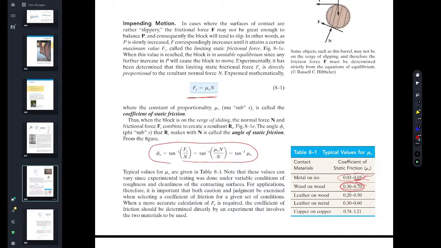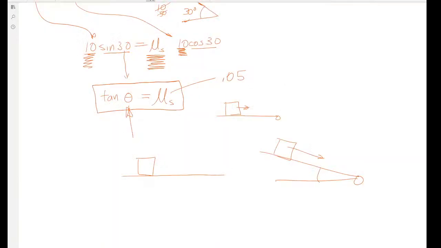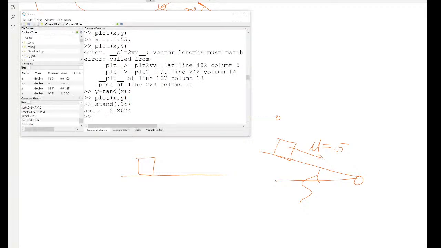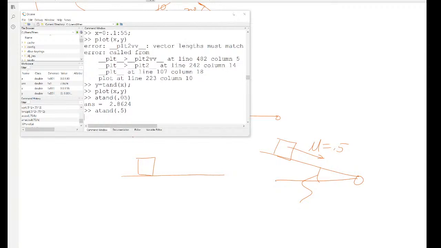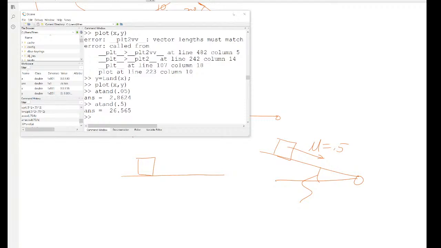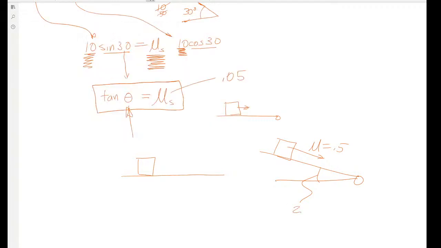Now, if you go back here and let's say, wow, that's a pretty wide range right there. Let's say it was around 0.5, halfway in between there. So what angle would it take if this were mu equal to 0.5? What angle would that be? It's pretty simple. You just take the arc tangent of the coefficient of friction, 26 degrees. So at about 26 degrees, you would break the surface there and it would start coming down.